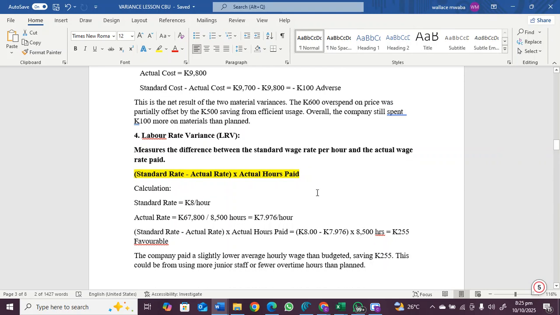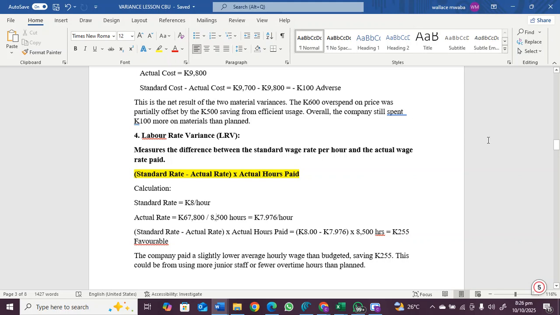Oh, there's a mix up actually here. We've already been given our standard rate. We need to get our actual rate. Standard rate here is 8 kwacha per hour. And when you subtract and multiply, it's the same as multiplying each number by 8,500. So the standard rate is 8 kwacha per hour. Then we'll find out what is the actual rate that was paid.